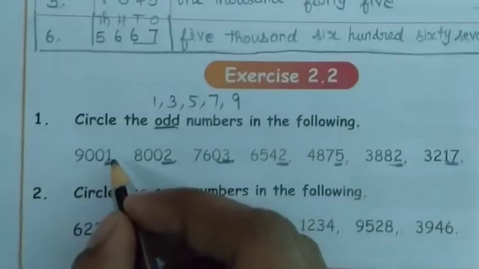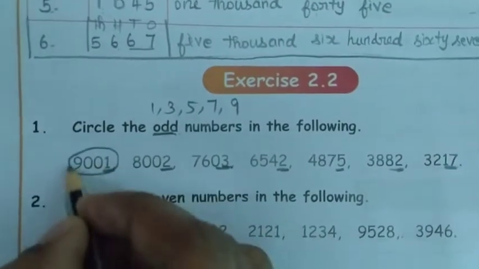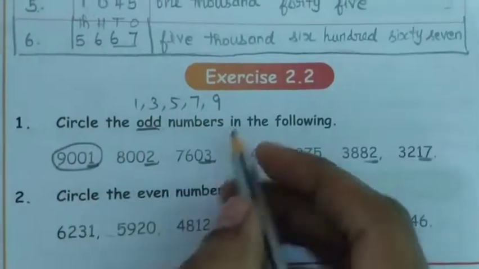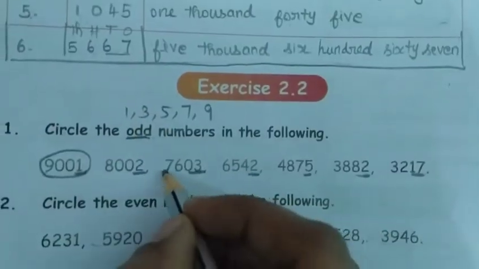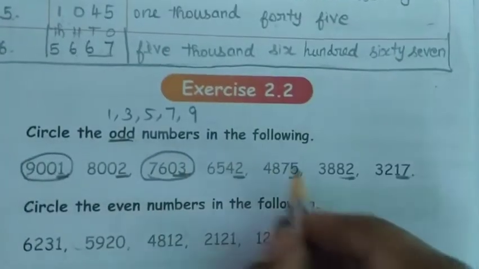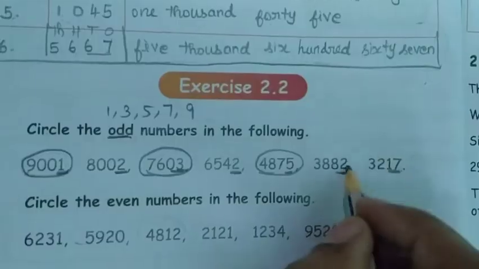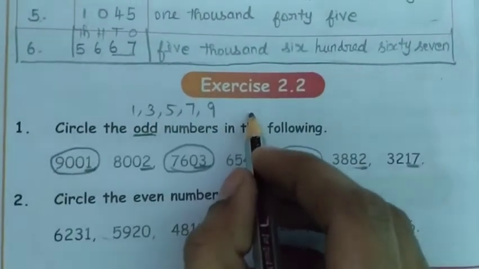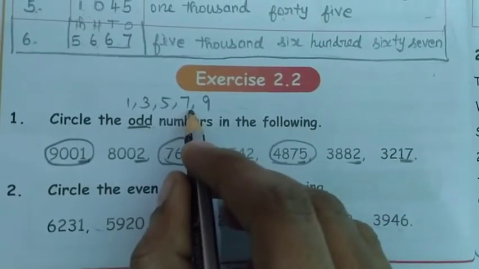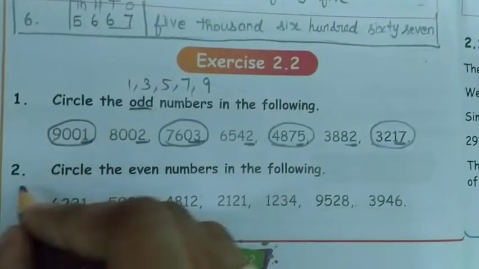First, is 1 an odd number? Yes. So 9001 is also an odd number. Is 2 an odd number? No, so leave it. Is 3 an odd number? Yes, so circle. Is 2 an odd number? No, so leave it. Is 5 an odd number? Yes, so circle this number. Is 2 an odd number? No, so leave it. Is 7 an odd number? Yes, so circle this number. Understood? Next, second question.